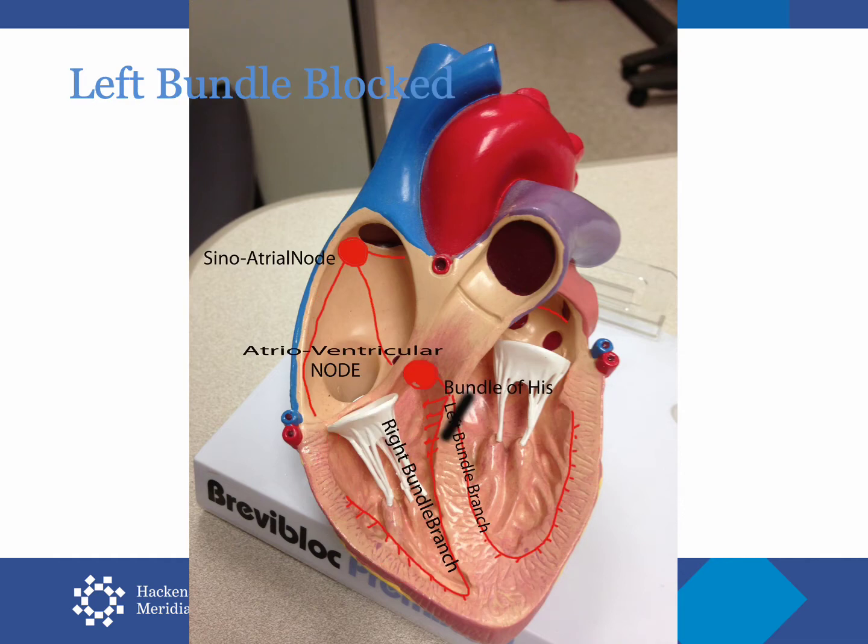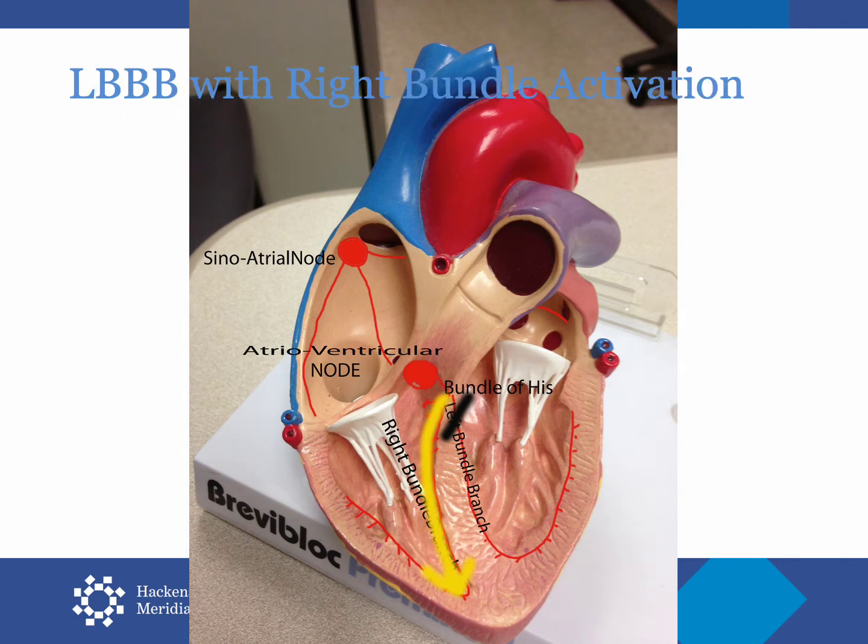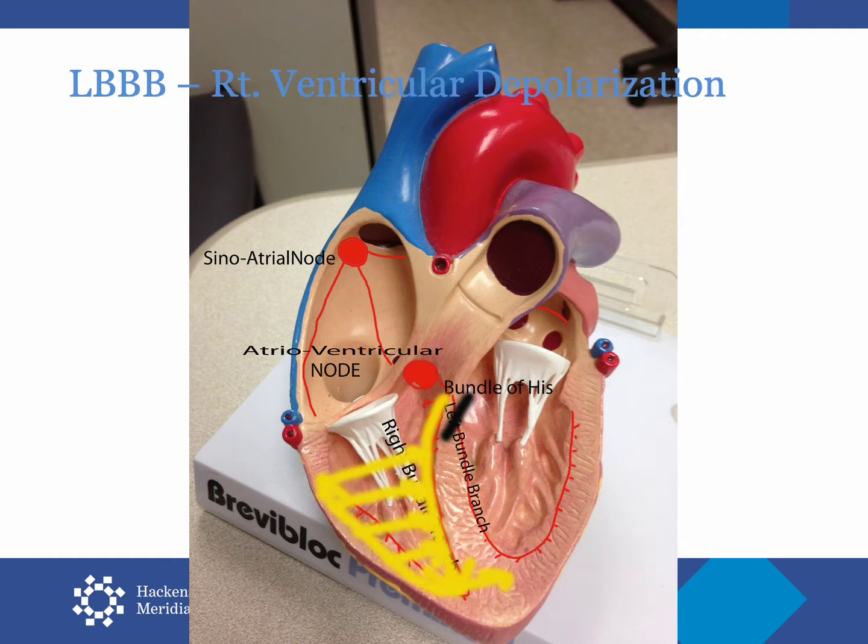Now let's imagine that the left bundle has been blocked. That means that left ventricular activation will be delayed. Ventricular activation will then proceed first down the unblocked right bundle. This will lead to initial activation of the right ventricle. Depolarization of the left will be a bit delayed.